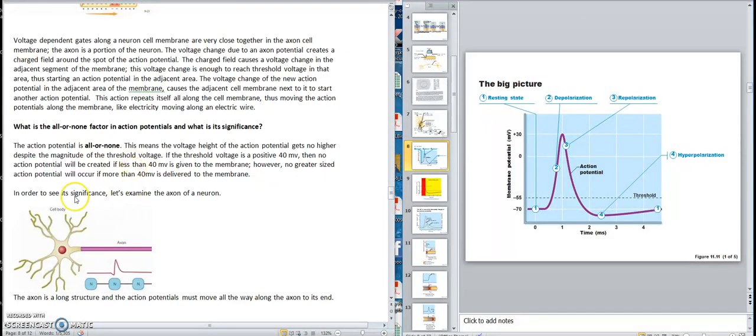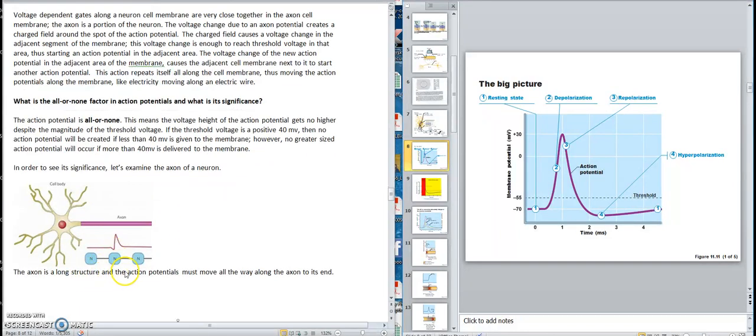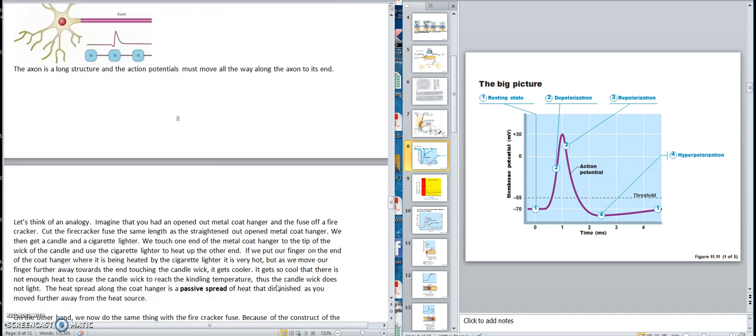Okay. In order to see its significance, let's examine the axon of a neuron. The axon is a long structure, and action potentials move along all the way to its end. Okay, let's go further. Let's think of an analogy. This is my analogy. Imagine you had an opened out metal coat hanger. So you went and got a coat hanger and opened it out.